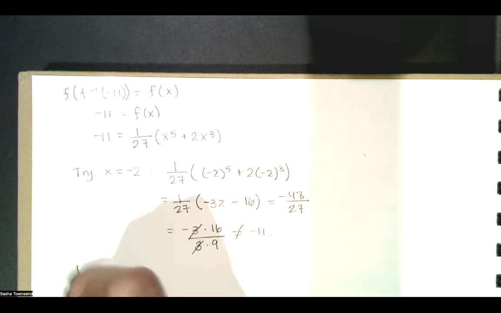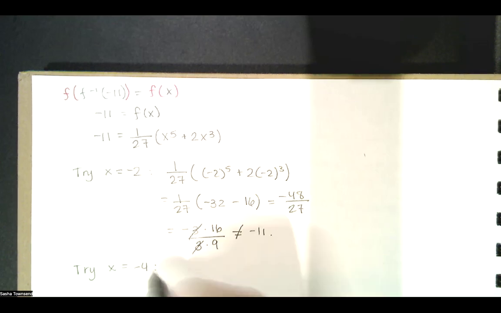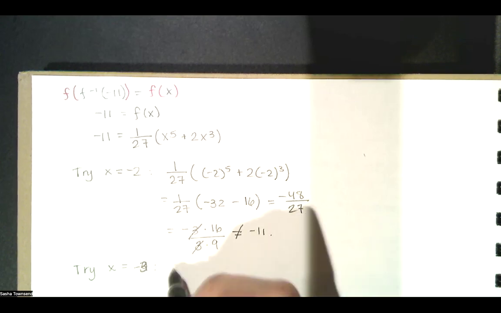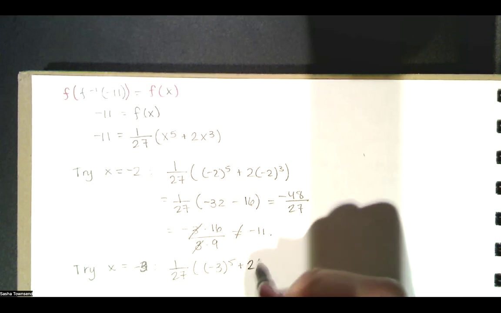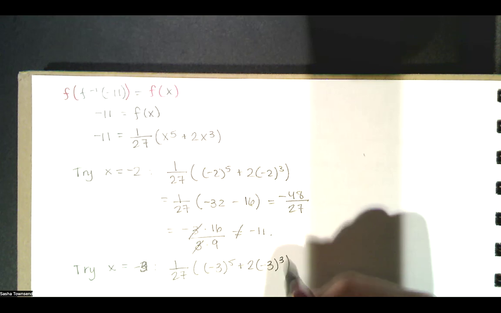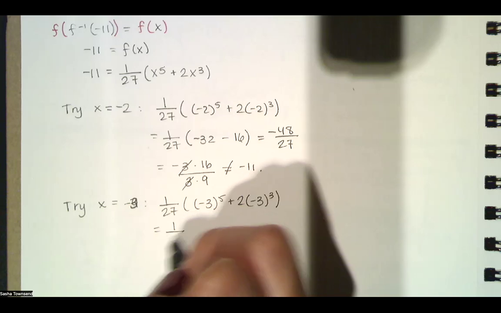Let's try x equals -4. Or maybe -3. Let's try -3. I've got 1 divided by 27 times -3 to the 5th plus 2 times -3 cubed. Now I am just sort of randomly guessing here. It's not exactly random, but I'm just guessing.